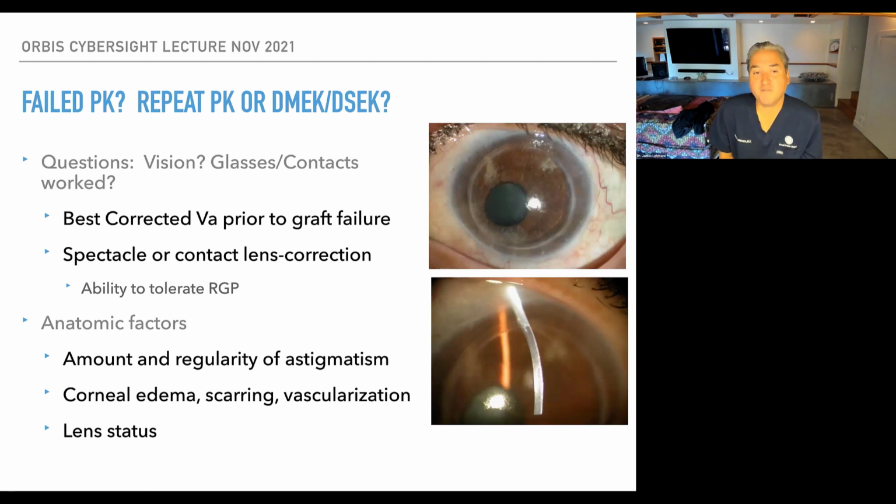And then if they do have a failed PK, let's say a patient you've never really seen comes to you and they have a failed PK, and you're trying to decide, do I do a PK or do I do a DMEK or a DSEK? The most important things are to think about what was the best corrected vision prior to the graft failure. Was the patient happy in glasses or in contacts? Because if that's the case, you can do an endothelial keratoplasty rather than a repeat PK. But if they have an ectatic graft, or it's vascularized or scarred, or they never saw well in glasses or contacts, then I would go ahead and go for a penetrating keratoplasty.